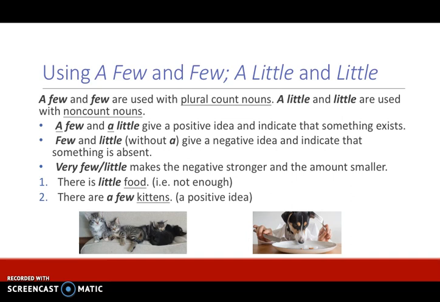Here are some examples. There's little food. So, in this picture, there's little food. That has a negative meaning, which is like saying there's not enough. There are a few kittens. So, with the article a, that means it's a positive idea. Look, there are a few kittens. So, we're just indicating that something exists.